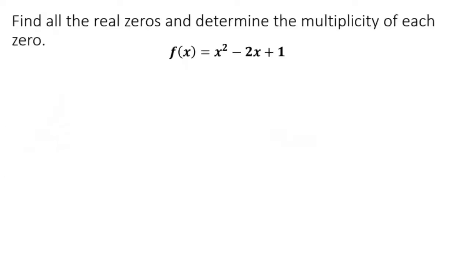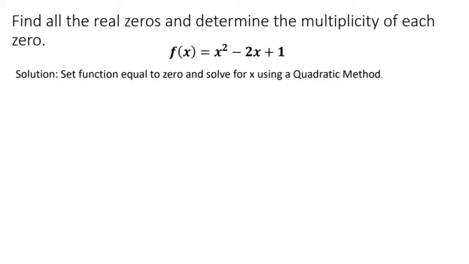Find all the real zeros and determine the multiplicity of each zero. So we have x squared minus 2x plus 1. For me, the best way to solve it, again, you can factor it, but let's practice using our quadratic methods, right? So let's do factoring. That's my go-to. So let's factor x squared minus 2x plus 1 to find the zeros of this.